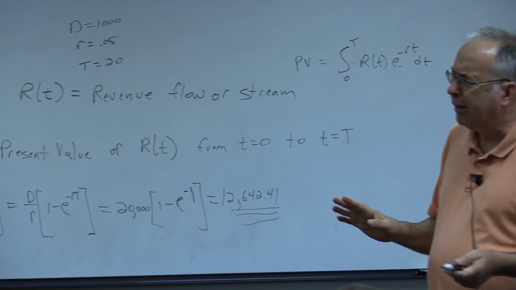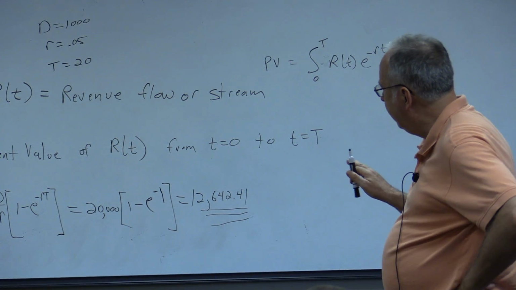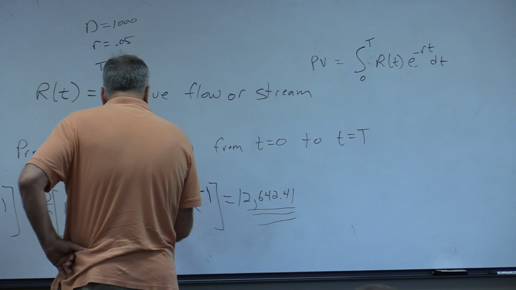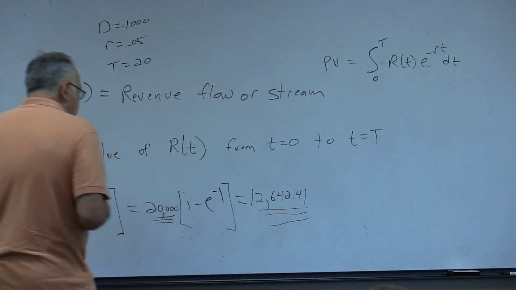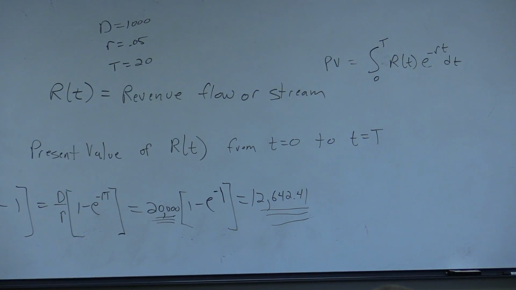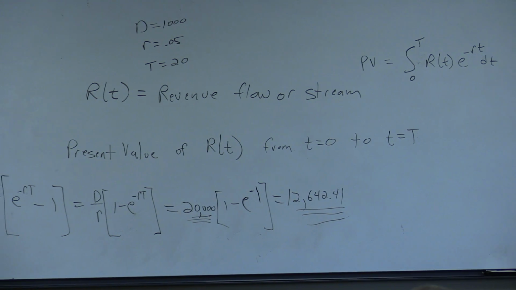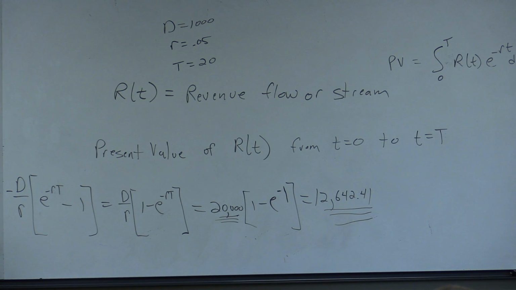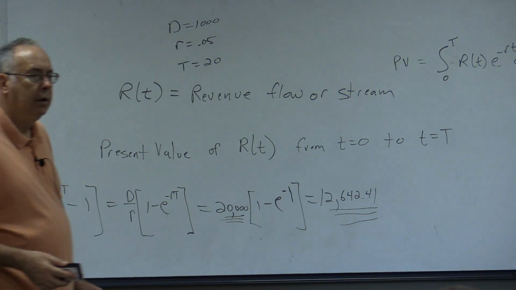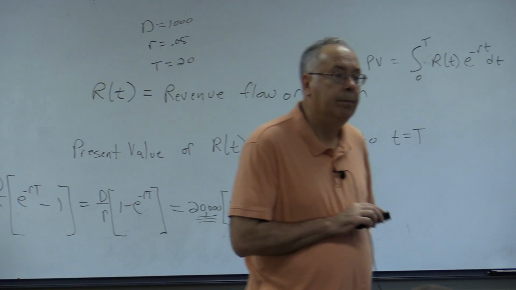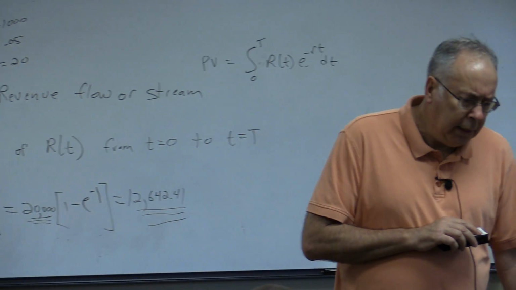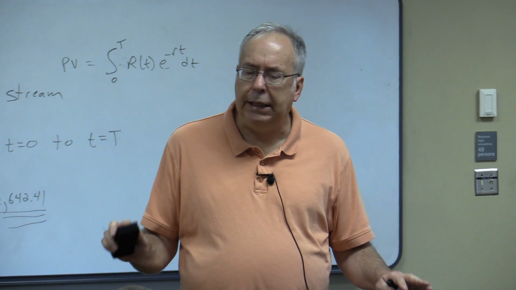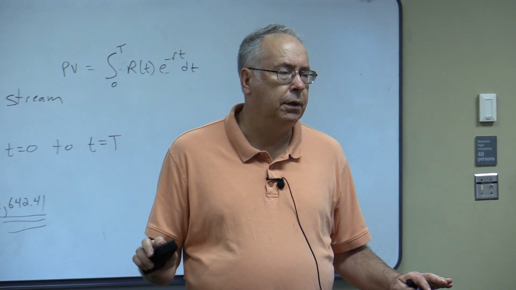Okay. So if you had a problem like this, and you get some figure greater than 20,000, then you know you made a mistake. It's got to be some figure less than 20,000. Okay. So this is a nice application of integrals, present value of a revenue stream. All right, that really finishes our discussion of integrals, unless you have questions.